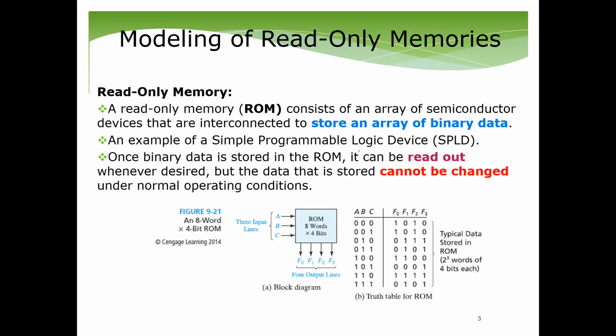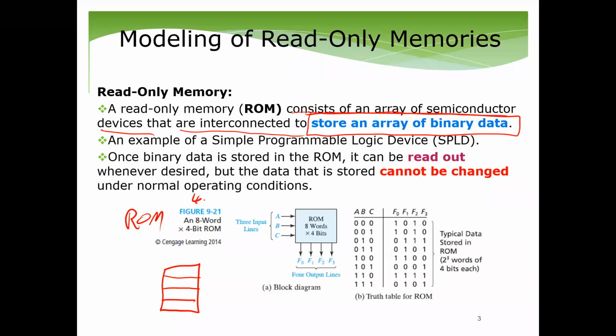A small review about read-only memories. We covered this before. A read-only memory consists of an array of logic devices that are interconnected to store an array of binary data. And usually we draw it like this. Let's say this is a ROM which has 4 words, and each word can store up to 4 bits. So we have 4 bits per word.